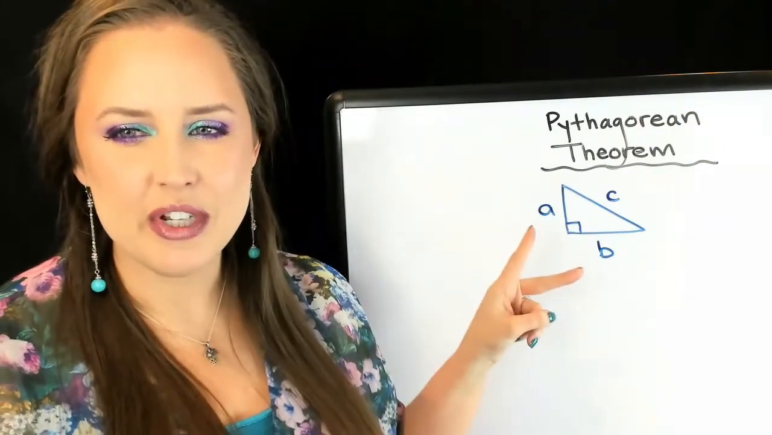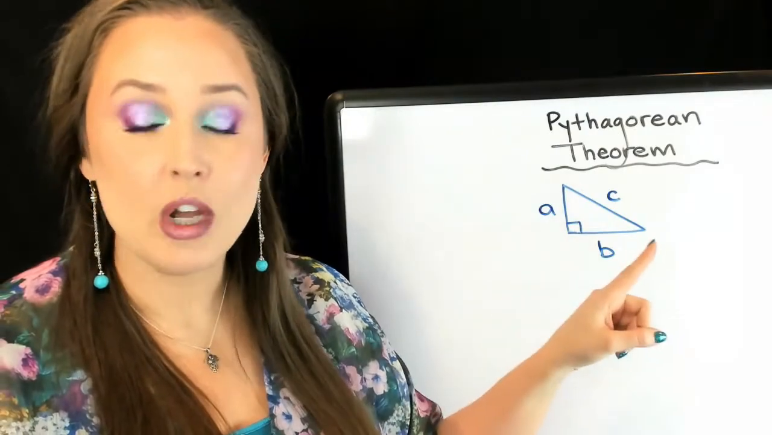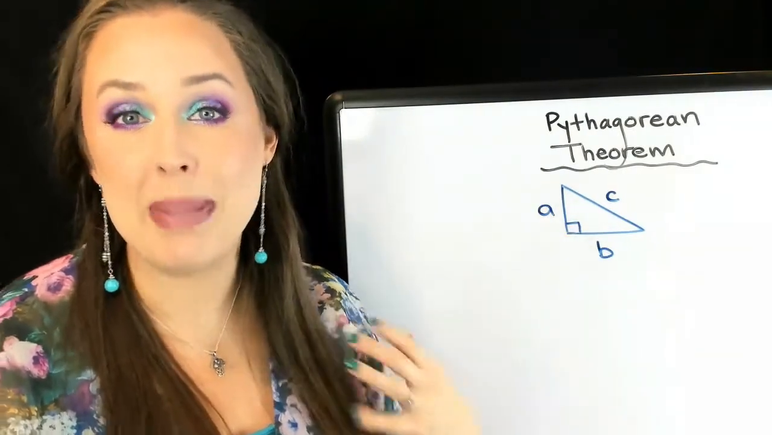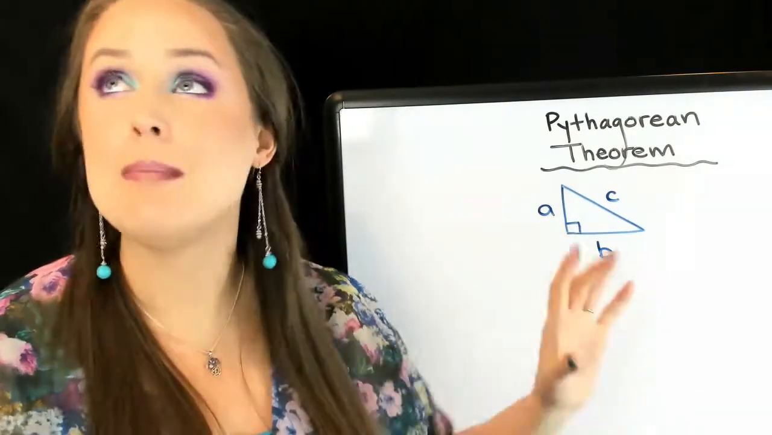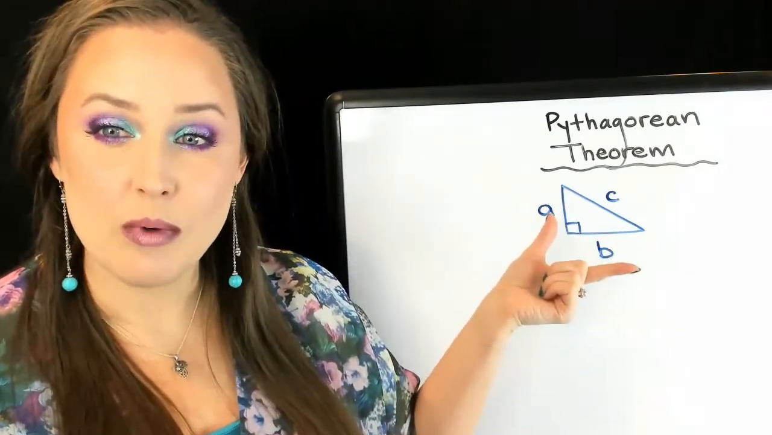Now, as far as these two, you can call them whatever you want. I mean, they are sides. You can call them the legs of the triangle, base and height, length and width. It matters not what you call them. Just know that they are the two sides that create the right angle.